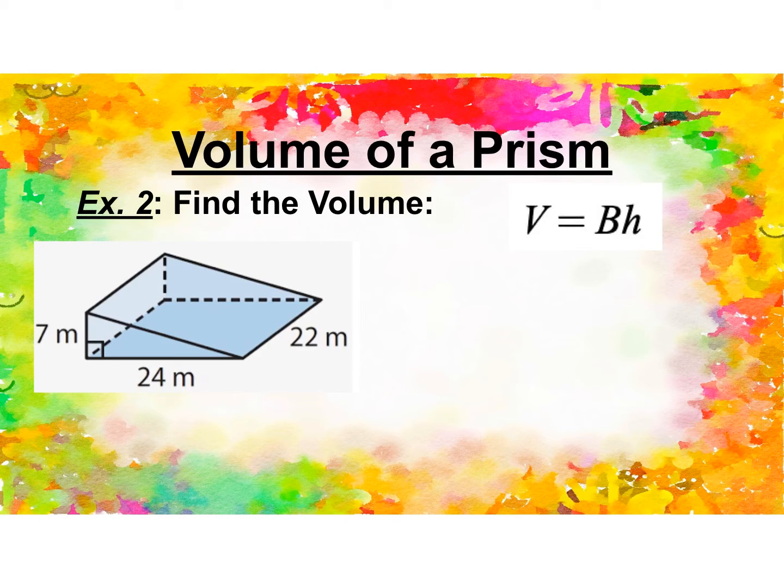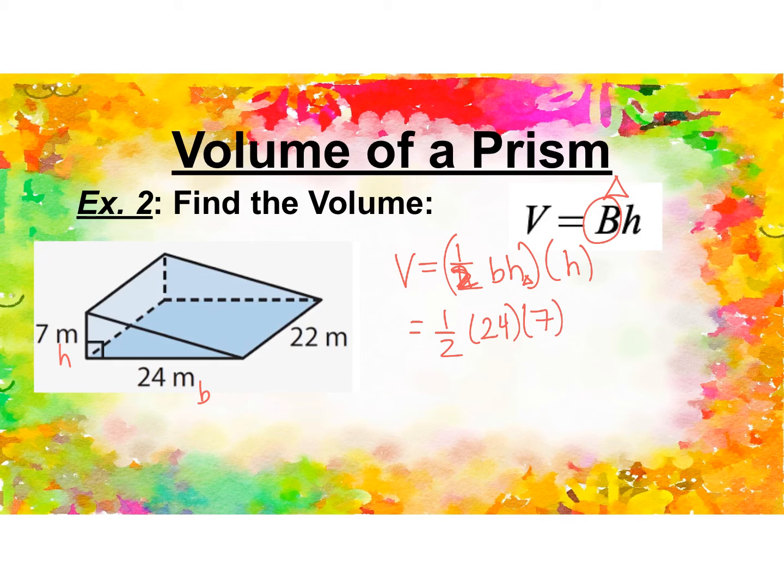Finding the volume of this triangular prism, again with the capital B, and this time our base is a triangle, so we have to remember the area formula for a triangle. So this is going to be volume equals 1/2 lowercase b for the base of the triangle and lowercase h for the height of the triangle times the height of the prism. Don't let those h's get you confused. They are different. I'm going to put little triangle there. So we have 1/2. The base of my triangle is 24. The height of my triangle is 7. And then the height of the prism itself is 22.